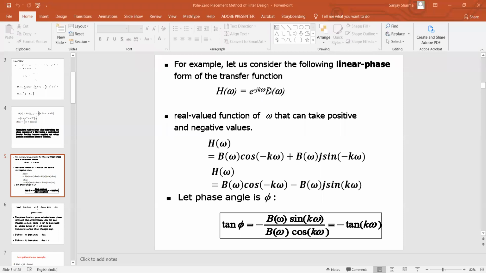All right, whatever the phase will be, we will take it from the exponent part of this expression. So what will be the phase in this general equation? The phase will be minus k omega. But the question is, what about the magnitude B omega? If B omega is less than 0, we have to adjust for pi radians. If B omega is positive, then the phase will be minus k omega. All right. We have already looked into this.